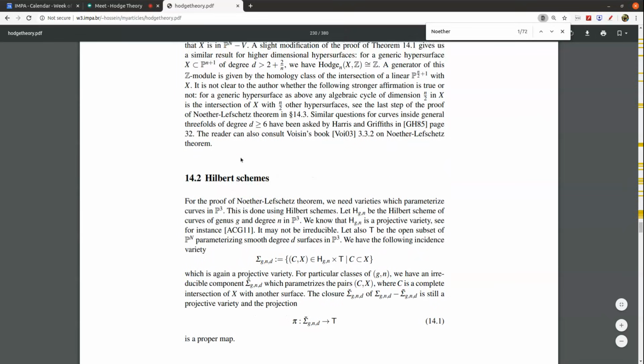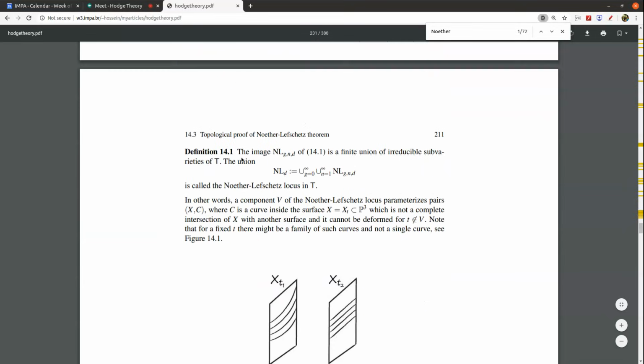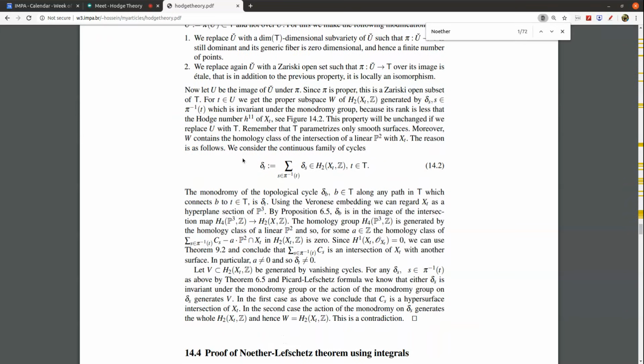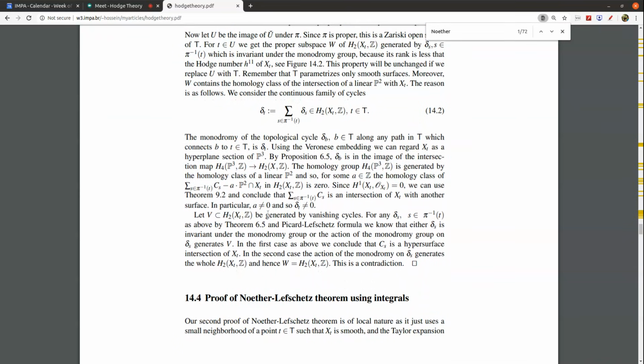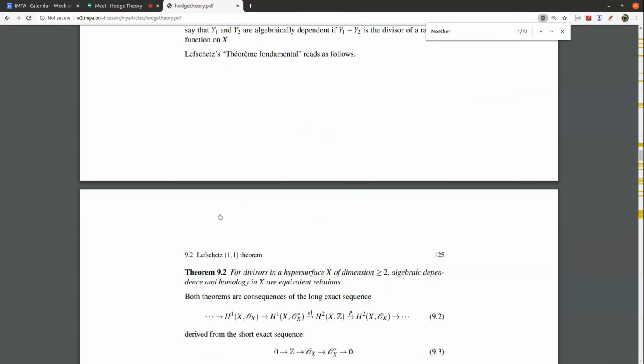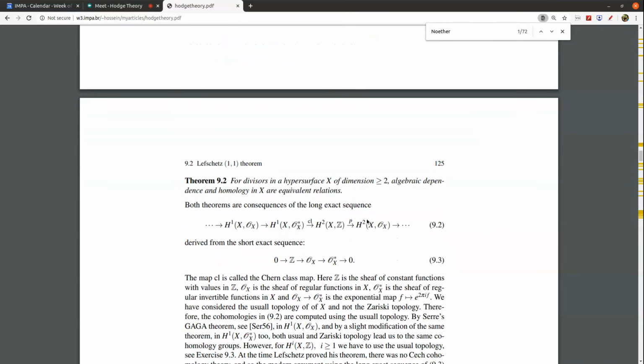Okay. Let me try to. So here I have put both the topological and the homology class of the, so this is theorem 9. Actually, in our case, we will need that h1 of xt is 0. But anyway, this is theorem 9.2. So let's go to theorem 9.2.